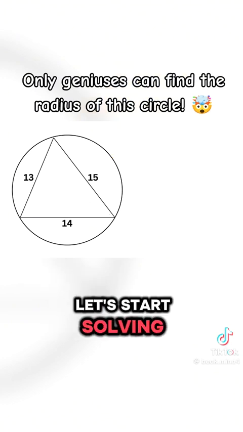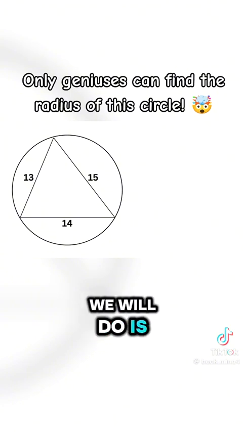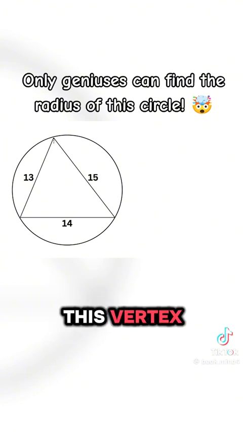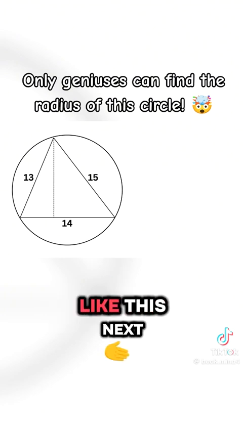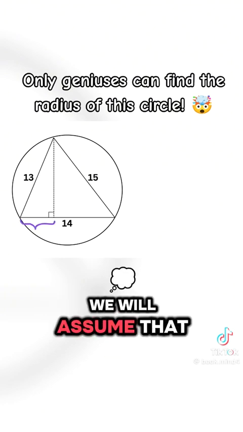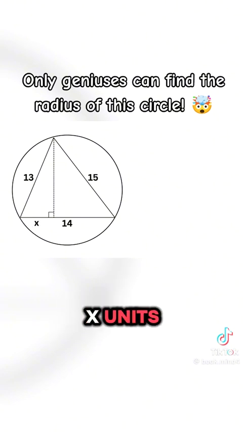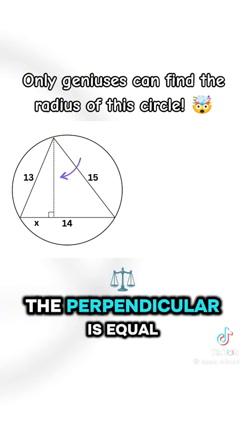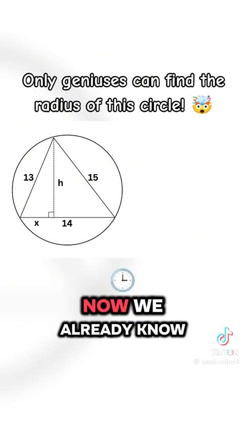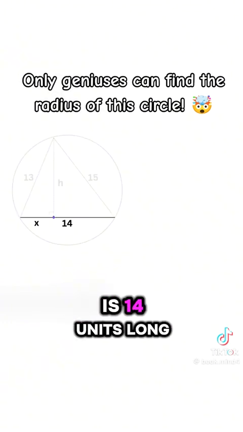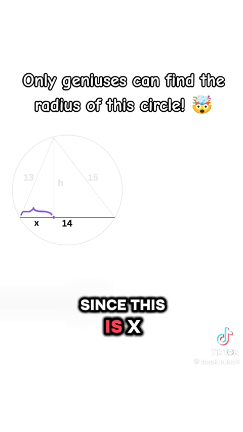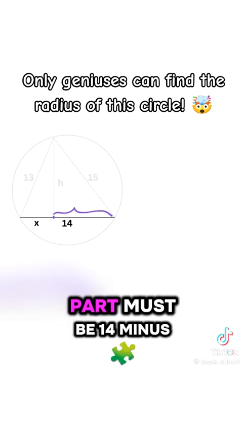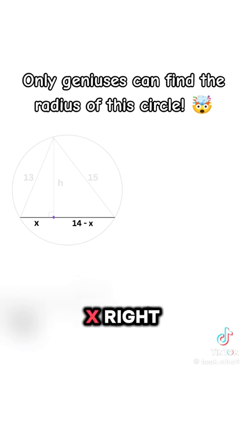Okay, let's start solving. The very first thing we will do is drop a perpendicular from this vertex straight down to this base, like this. Next, we will assume that the length of this segment is equal to x units, and the length of the perpendicular is equal to h. Now we already know that the total base is 14 units long. Since this is x, that means the remaining part must be 14 minus x, right?